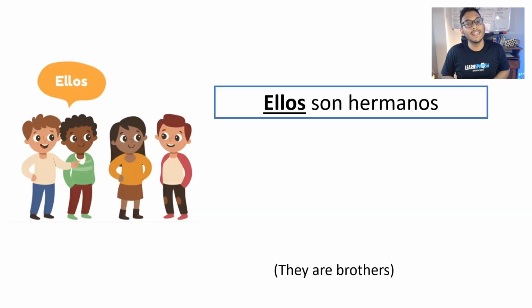Now, when you're talking about ellos, you're saying they. That means you're talking about a group of people outside of the conversation. It could be a boy, it could be a girl, that doesn't matter. It's a group of people outside of the conversation, and you are not included in that group. That is the important part.